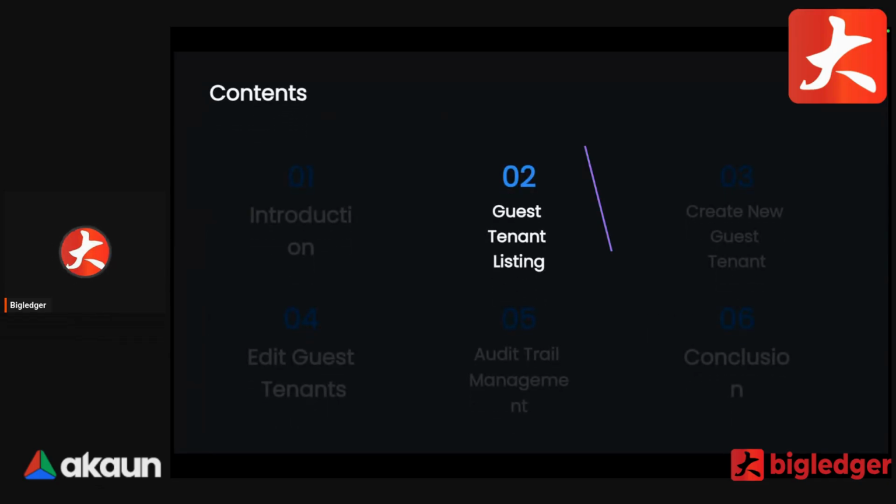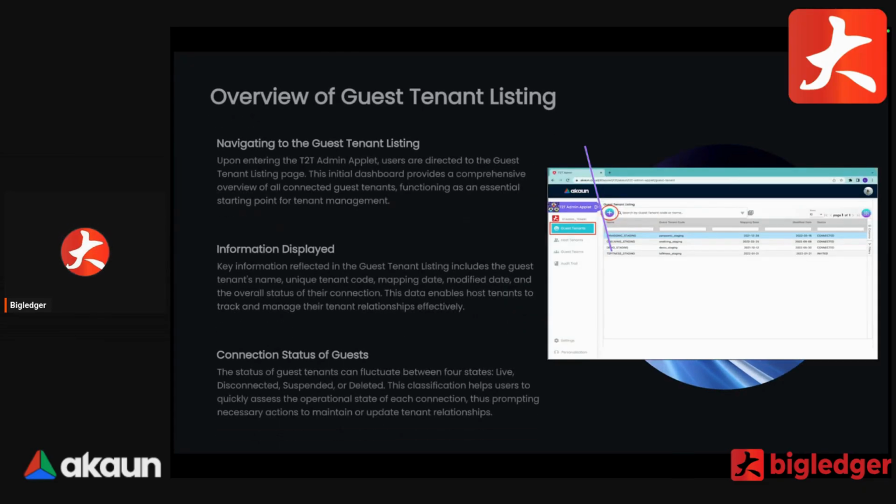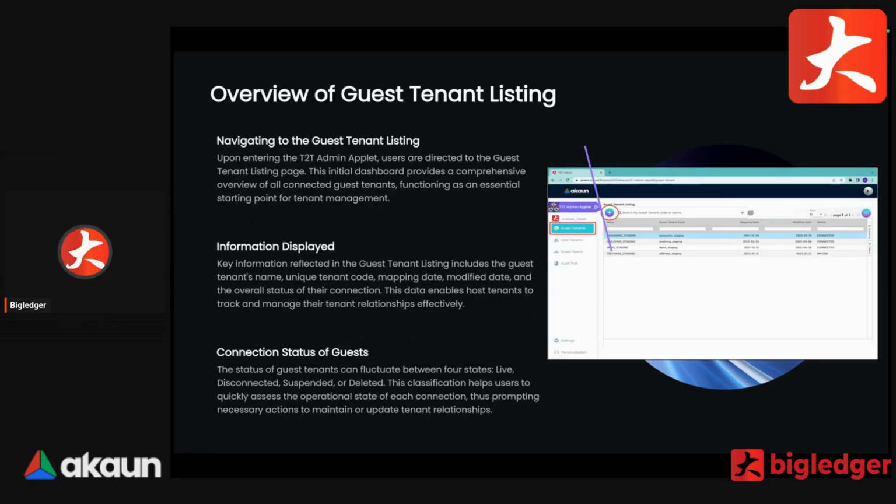Now we will move on to the features that we have in the applet. First, as you see in the right-hand image, we have the admin applet, and then we have different menus. We have the guest tenant, host tenant, guest teams, and audit trail on the left sidebar.